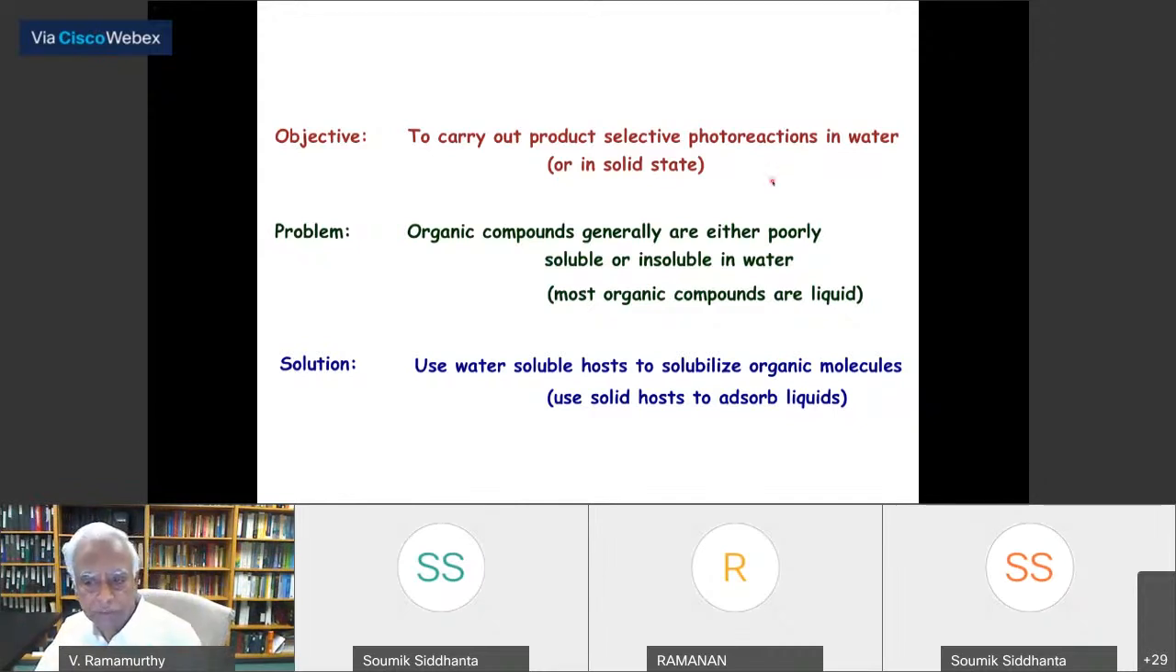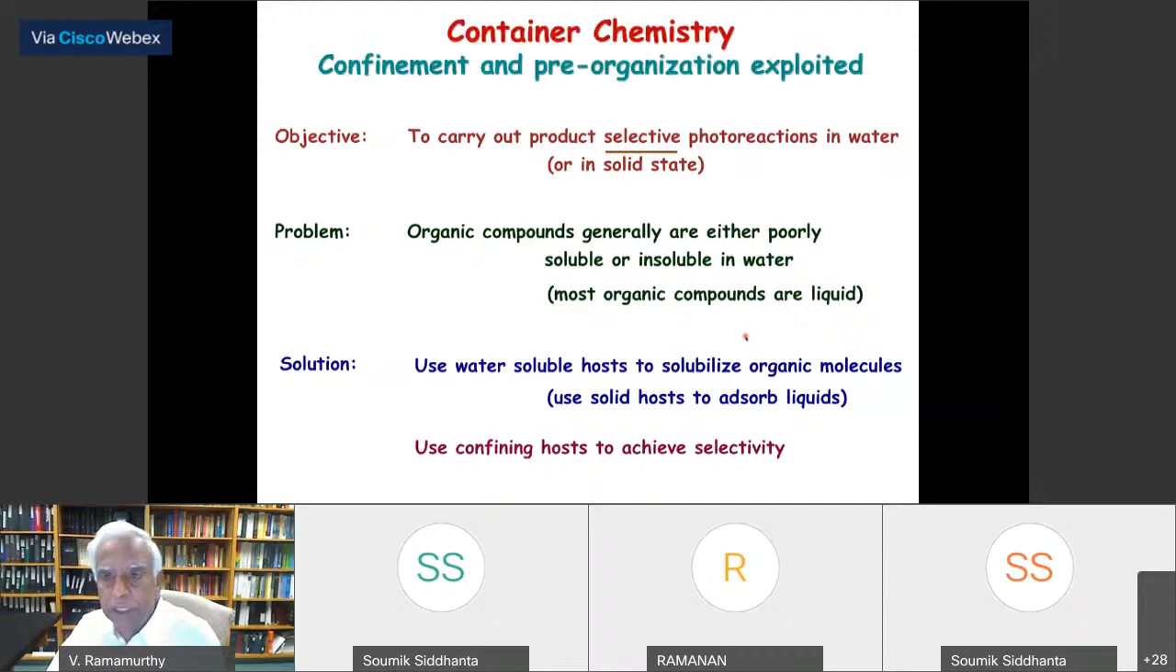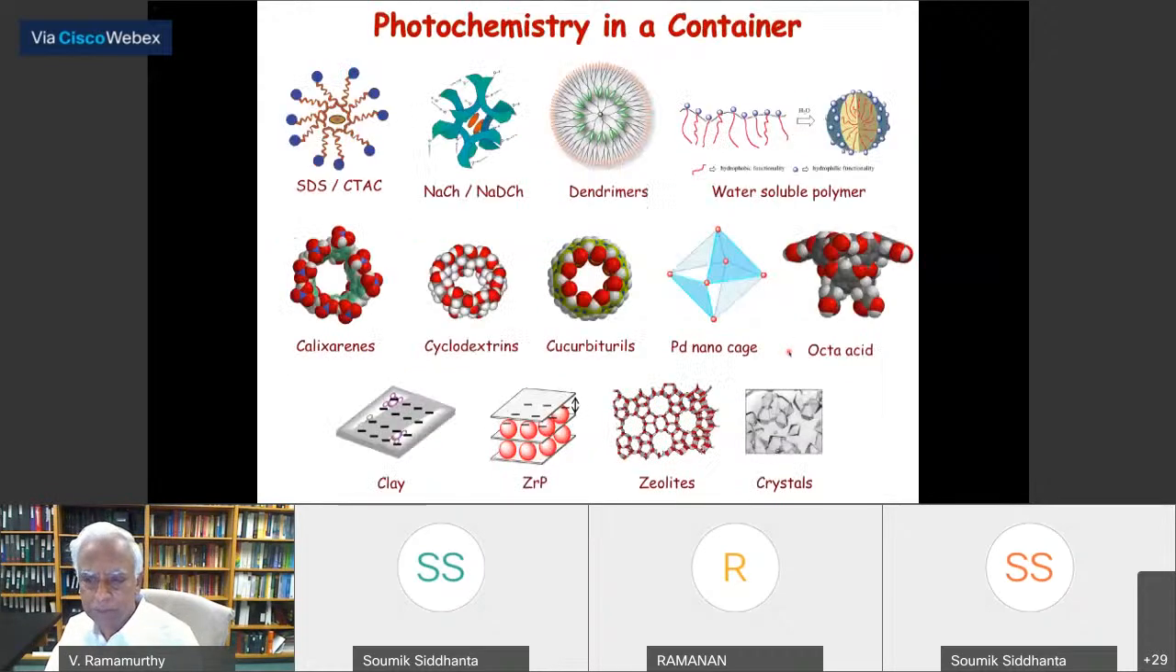But on top of these things, we want to be sure that the reaction is going to be selective. We are not interested in doing a reaction which is going to give the same set of products as it does in some typical organic solvents. So we want the reaction to be selective. This kind of chemistry in general is basically container chemistry. We are going to put the molecule in a small container and then follow its chemistry. That is the overall goal. As I already mentioned, if the molecule is not water soluble, you can make it soluble in water with the help of another molecule. And there are lots of molecules like this.